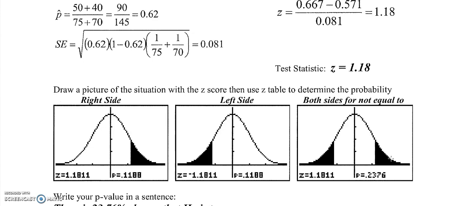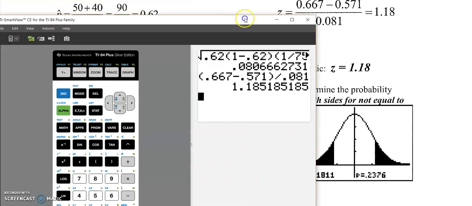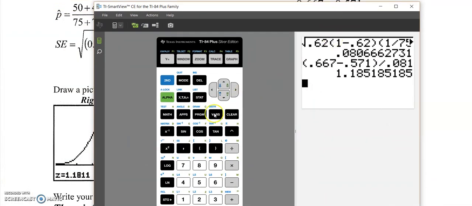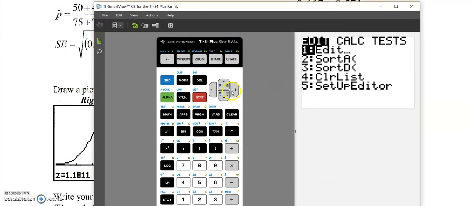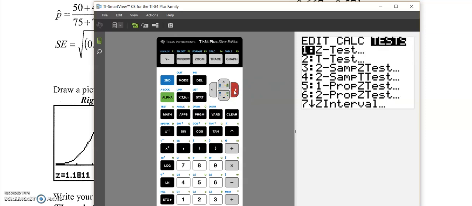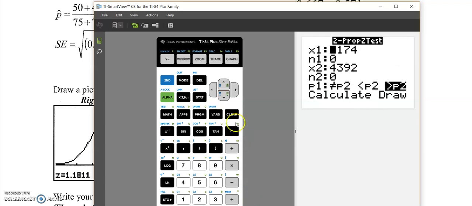So we could do it by hand, so you can see on the graphs, or we can do this in the calculator. So to do it in the calculator, we're going to do a 2 proportion z. So we're going to hit stat, over to tests. We're going to do number 6, 2 proportion z test. And notice that the calculator wants the 2 fractions.